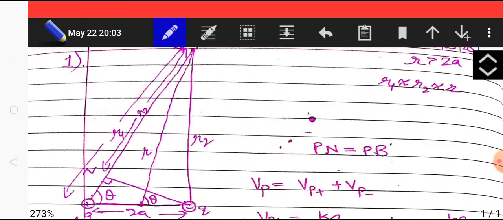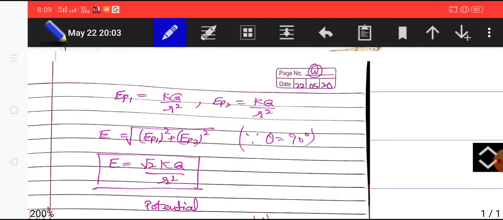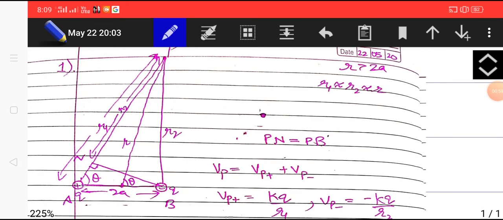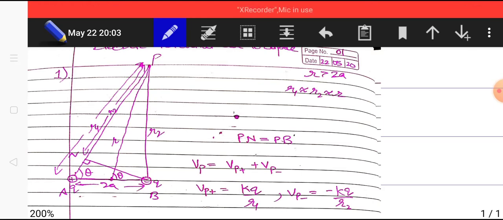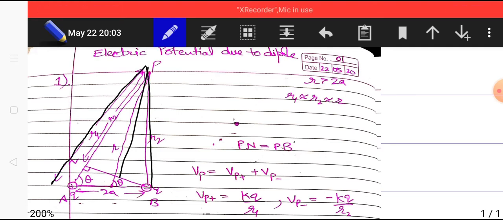So let us start. Let us consider a dipole having plus minus q charges at 2a distance, and a distant point P, which is at r distance and making angle theta with the center of the dipole. We need to find the electric potential at this point P. Here we have a few assumptions: this r1 distance is approximately equal to r2, which is approximately equal to r, as 2a is much smaller than r.